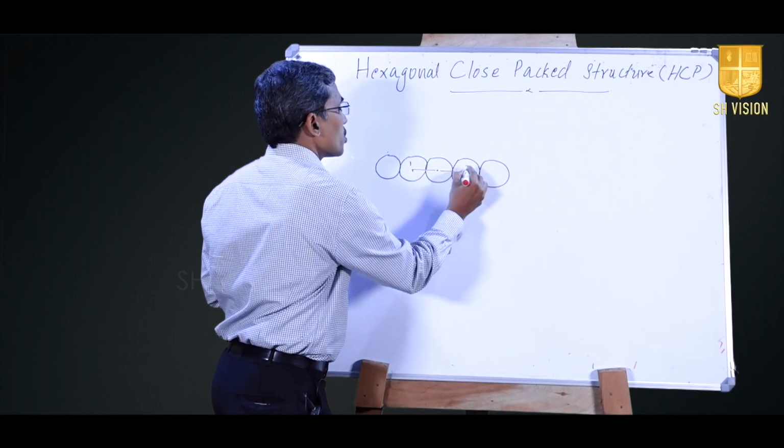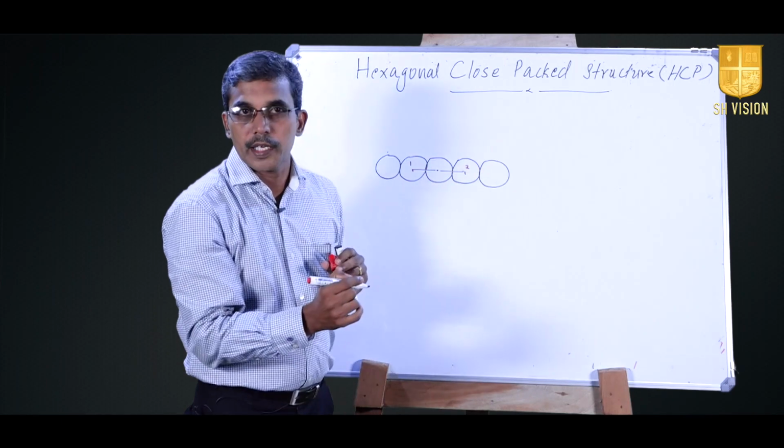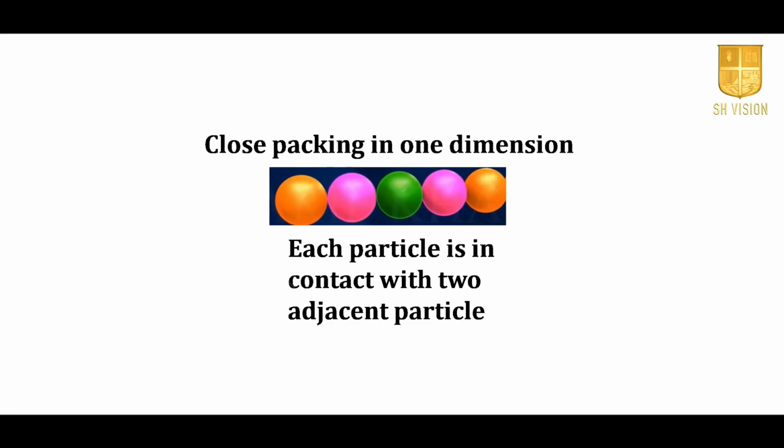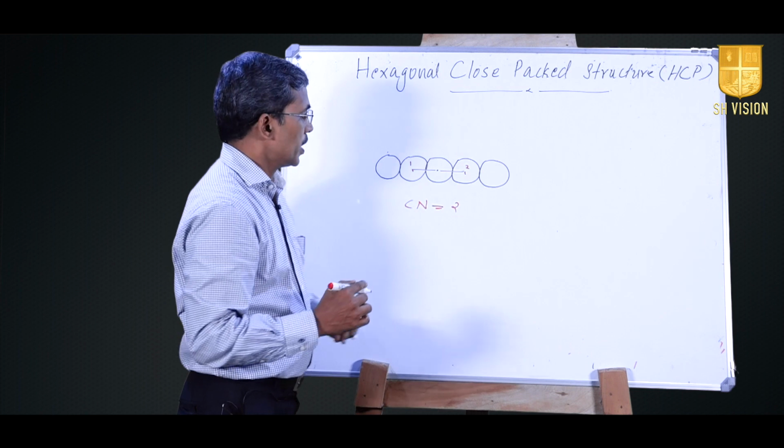So, here is 1, 2. Therefore, its coordination number will be 2. Coordination number is 2. This is tight packing in 1 dimension.